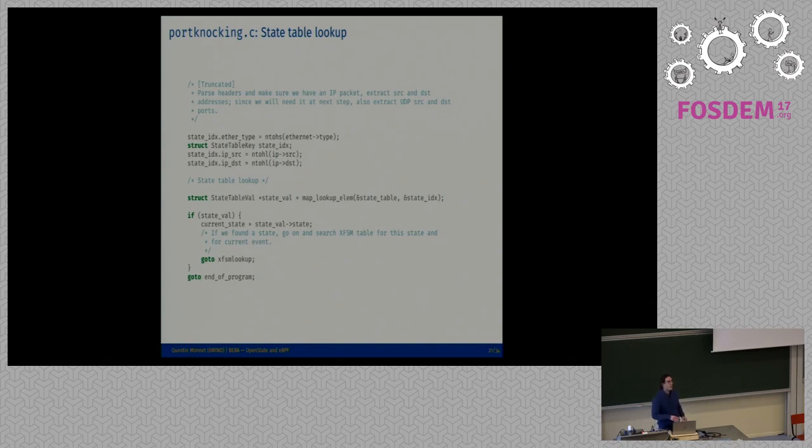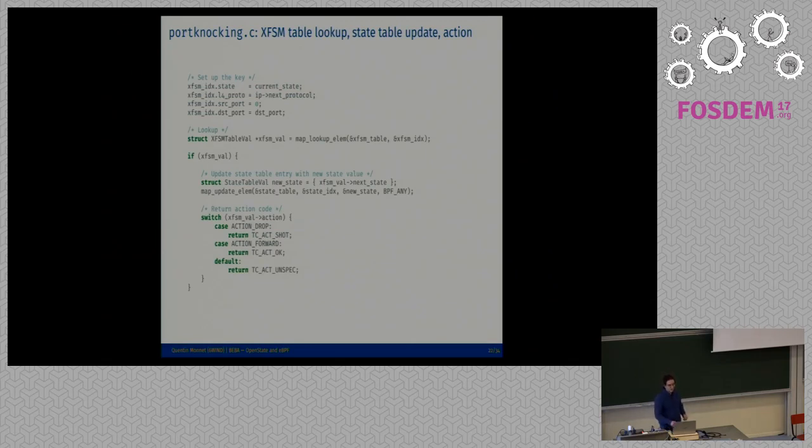That's the file for a program, or part of this file, obviously. I skipped everything about header processing, so I just jumped to the state table lookup. I have to set a key, and then perform my lookup with one of the eBPF helper functions from the kernel that make it possible to access the maps. If I get a return value from these maps, then I go to the XFSM lookup. Otherwise, and I should not reach this point, I go to the end of the program and return some kind of error code.